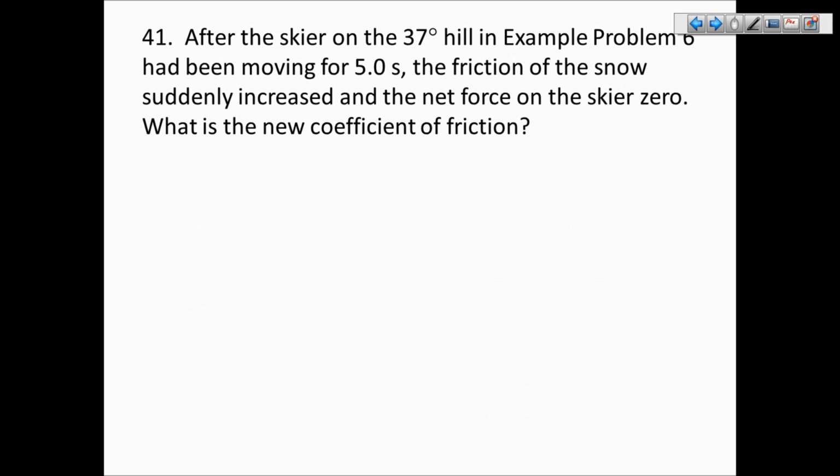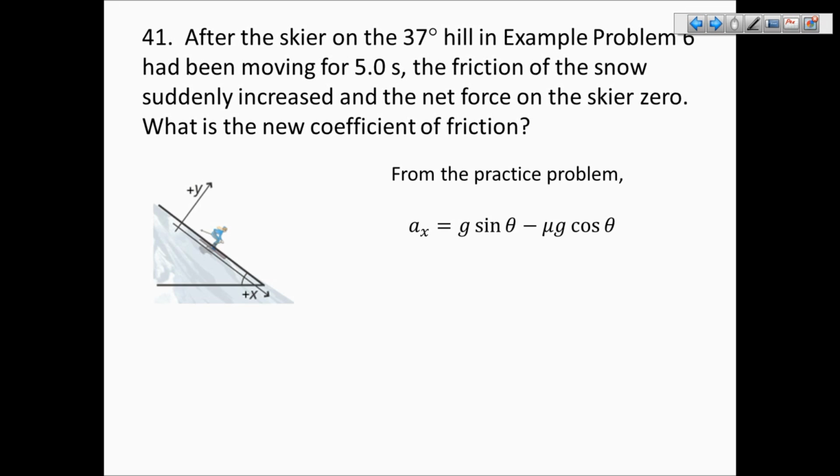Alright, number 41, it says after the skier on the 37-degree hill in example problem 6 has been moving for 5 seconds, the friction of the snow suddenly increases. So the net force on the skier becomes 0. What is this new coefficient of friction? Well, again, here's our picture from the problem, and from the practice problem we know that the acceleration is equal to g sine theta minus mu g cosine theta. Well, we're just going to shuffle things around and solve for mu.